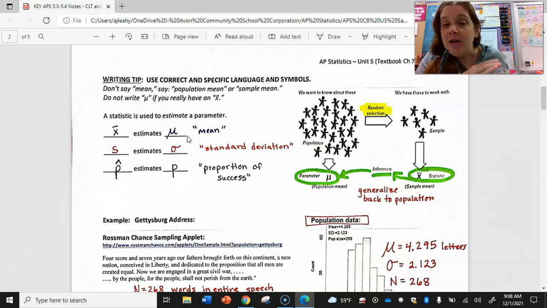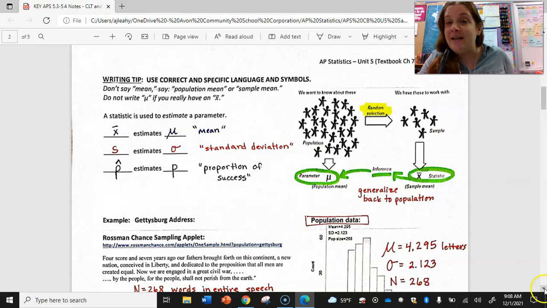So we want to know about the population. What we do is take a random selection to get a sample. We use that to make a statistic like x bar or p hat. And then we make an inference to guess what the true population parameter actually is.